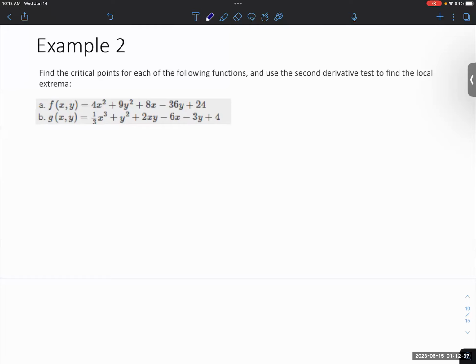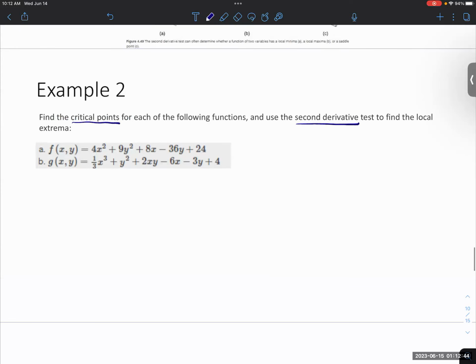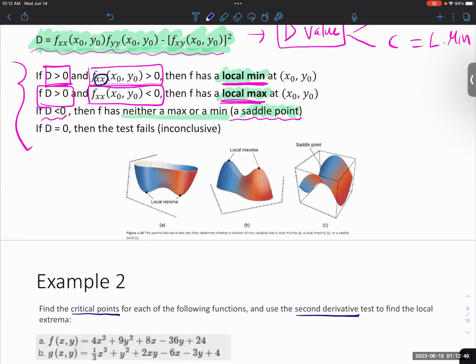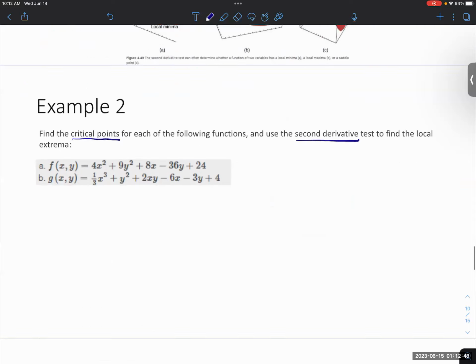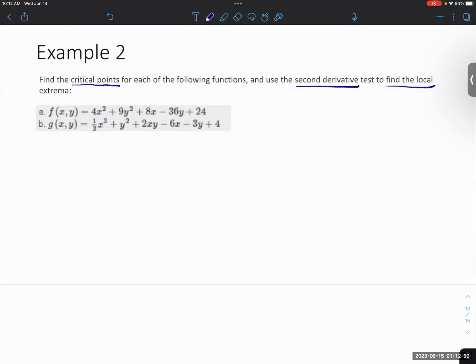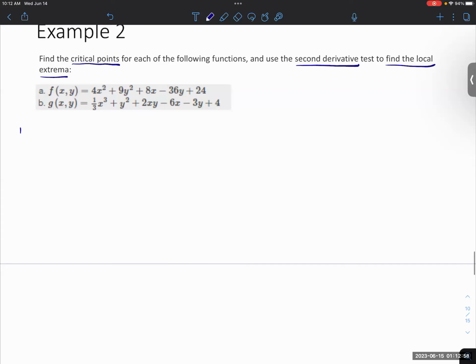So they want to find out critical points first, and then by using the second derivative, right? Second partial derivatives, these are second partial derivatives with respect to x. I want to know local extrema. They want to know whether they're going to give you a local max or local min. So step 1, we're going to find each partial derivative.